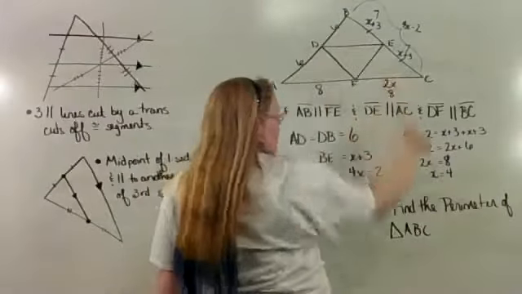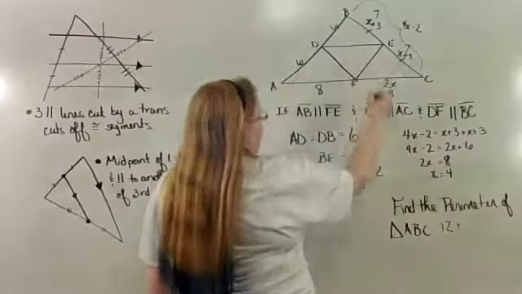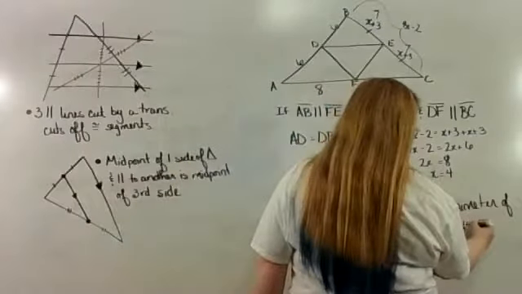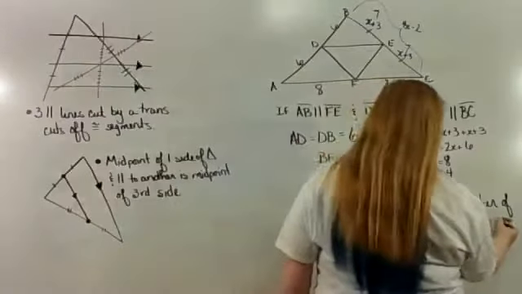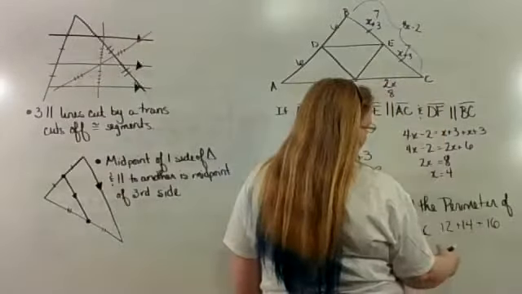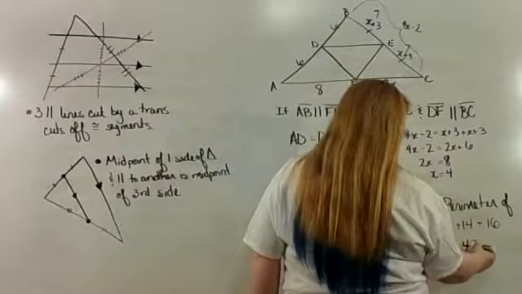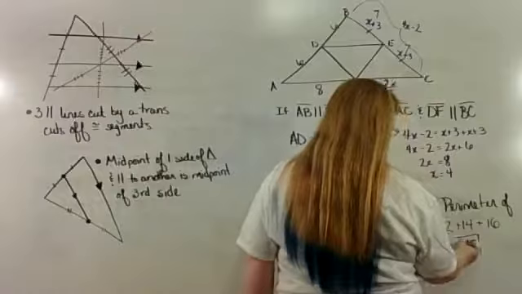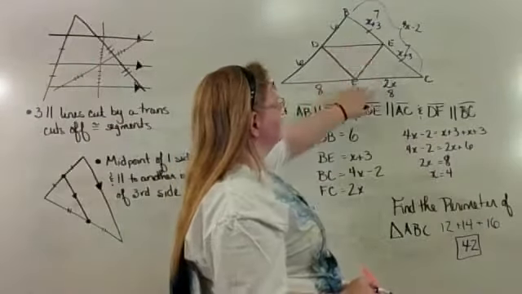So this side is a total of 12. 7 plus 7 is a total of 14. And then 8 plus 8 is a total of 16. That gives me 30. 42 is my perimeter. Because there's nothing that says that this is half of that.